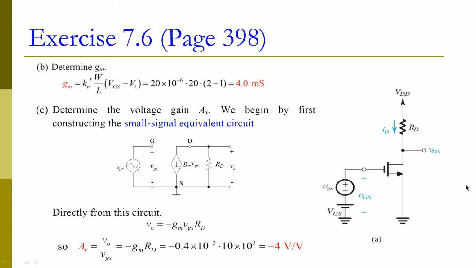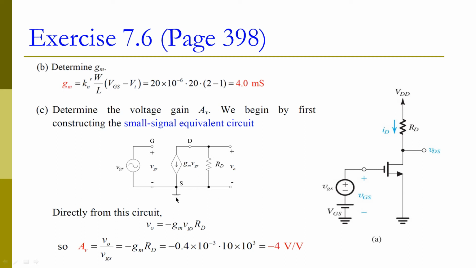It is easy to determine the transconductance gm. Just plug in the values into the formula and we can obtain the transconductance equals 4 millisiemens. To determine the voltage gain, we need to first construct the small signal equivalent circuit. And here is the small signal equivalent circuit.